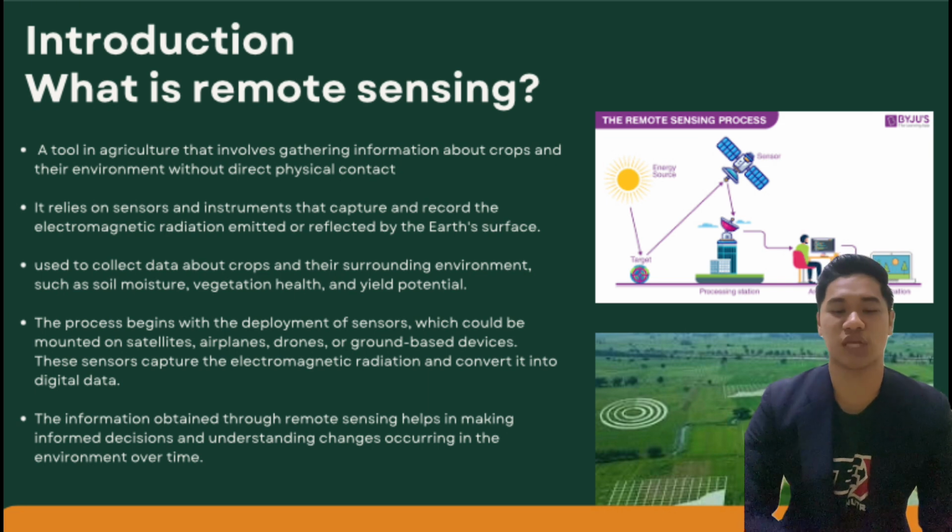health, and yield potential. The process begins with the deployment of sensors, which could be mounted on satellites, airplanes, drones, or ground-based devices. These sensors capture the electromagnetic radiation and convert it into digital data. The information obtained through remote sensing helps in making informed decisions and understanding changes occurring in the environment over time.